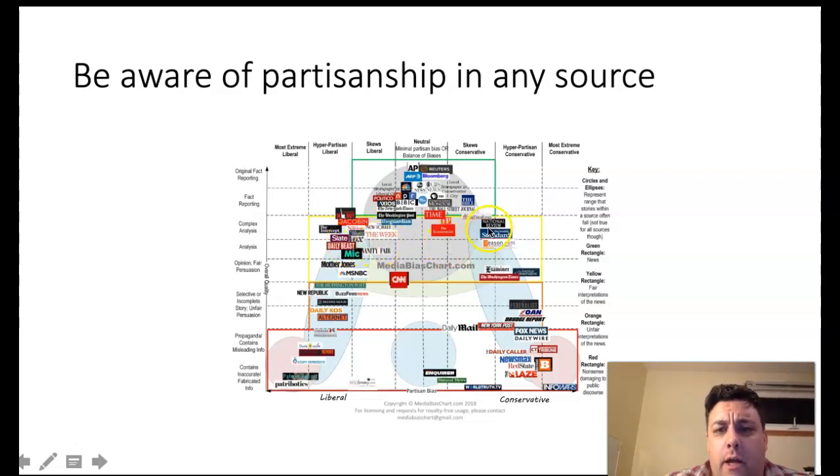skew liberal. The National Review is the conservative equivalent to Vox, and they often have really excellent journalism as well. The kinds of sources that I would stay away from are really anything down here in either of these corners.